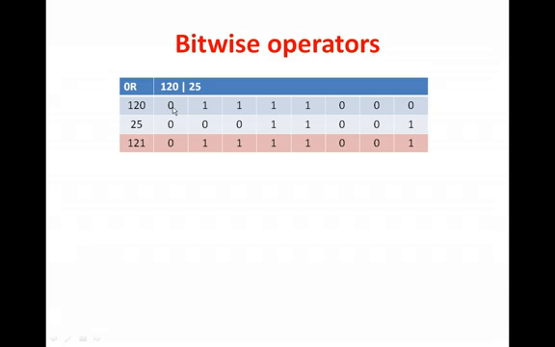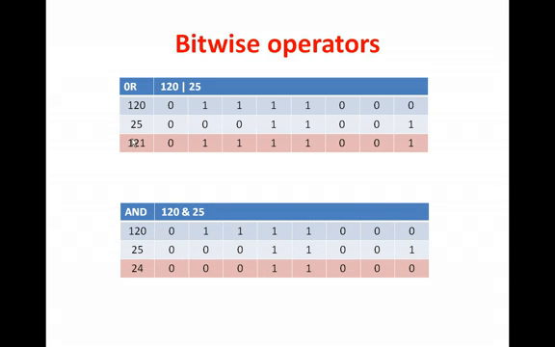Coming to the OR, you can see that when I apply OR for 120 and 25, I'm getting 121 here, because at least 1 is present here. I'm getting the end result as 1, and wherever I see 1, the result is going to be 1 here. So I got the end result as 121. And coming to AND, for the same numbers, I got 24 as the result. You can see that if you find 0 in any place, you can find the end result is going to be 0.